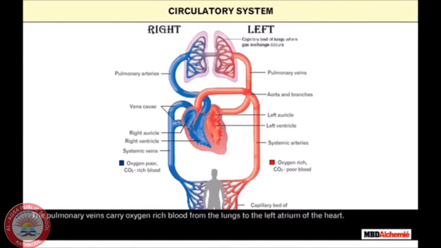The pulmonary vein carries oxygen-rich blood from the lungs to the left atrium of the heart. The left atrium contracts and pushes the oxygenated blood into the left ventricle. The left ventricle contracts and pumps the oxygenated blood into the main artery called the aorta.